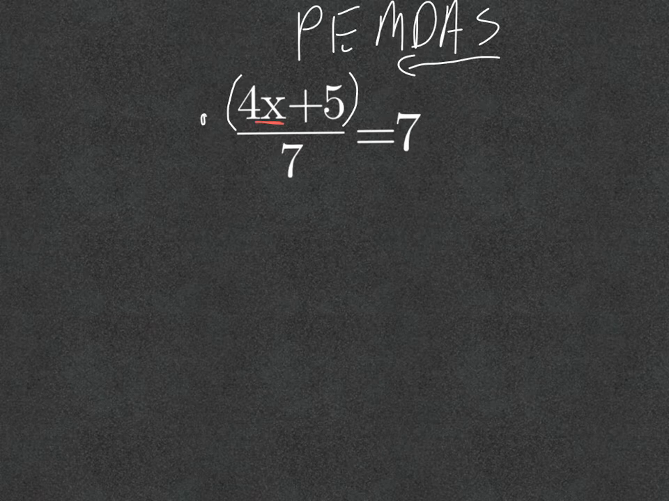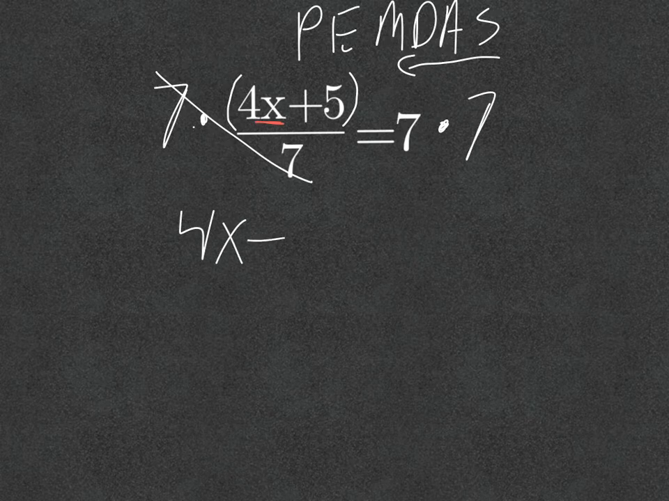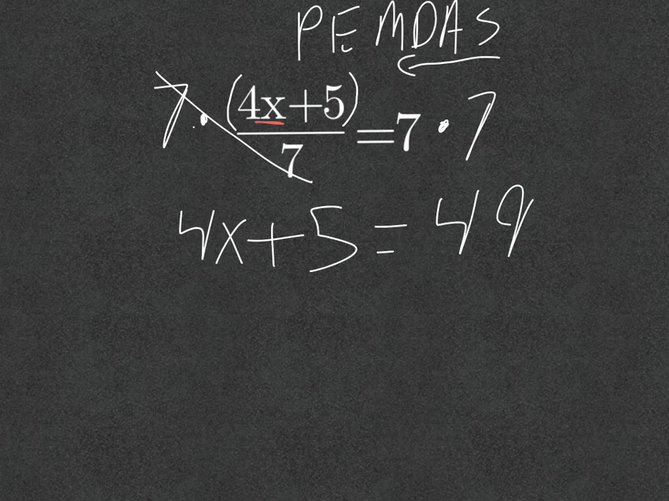So how do we get rid of divided by 7? We multiply by 7. And then we don't have to distribute here. We don't want to do that, right? We want to just see that these just cancel out, okay? So they cancel. And if we do it to one side, we have to do it to the other. So we're left with 4x plus 5 equals 7 times 7 is 49, okay?